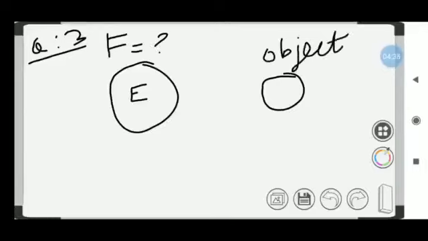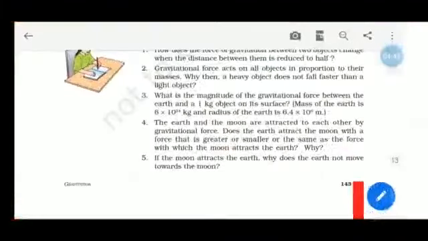Okay, and I will place, and the distance between. Okay, so distance between these two, they given or not? Okay, mass of the earth, 6 into 10 to the power 24, and radius of the earth is 6.4 into 10 to the power 6. So that means what they said, on its surface. Okay, so between the earth and 1 kg of object on its surface.